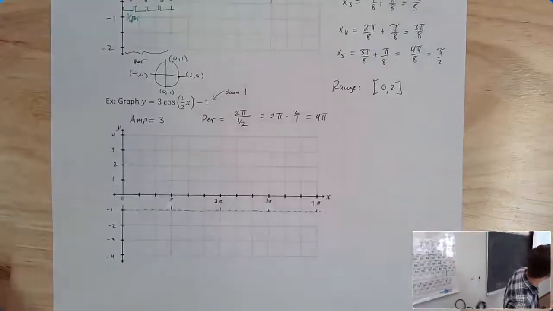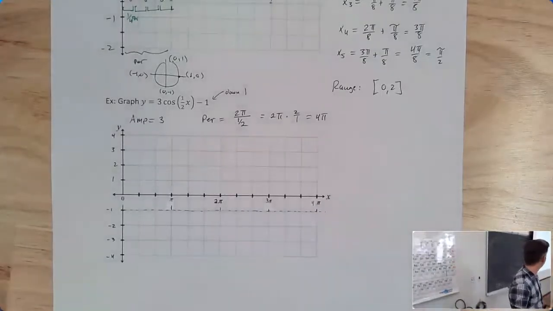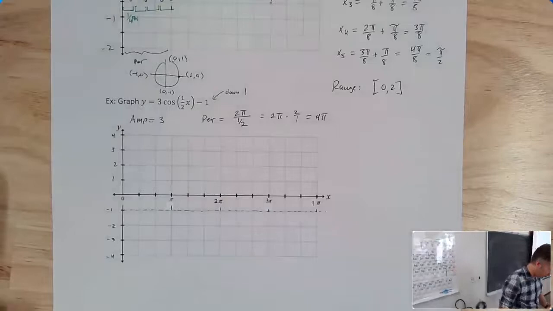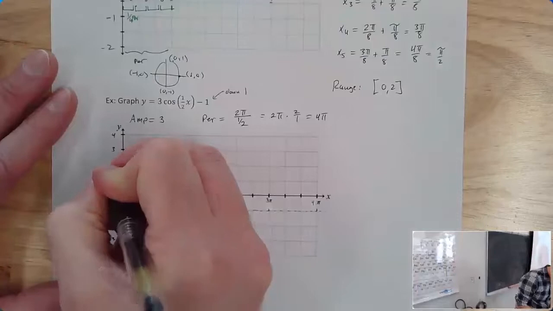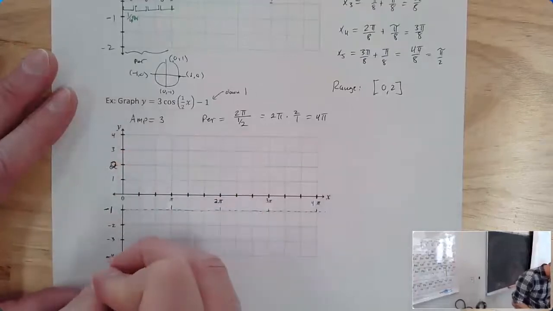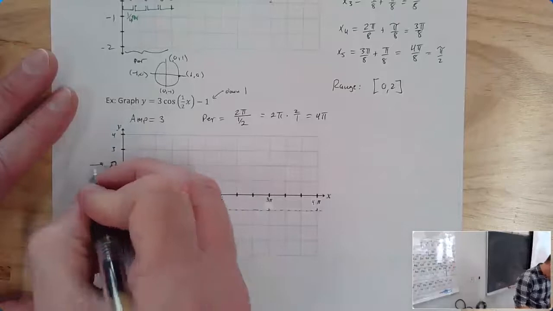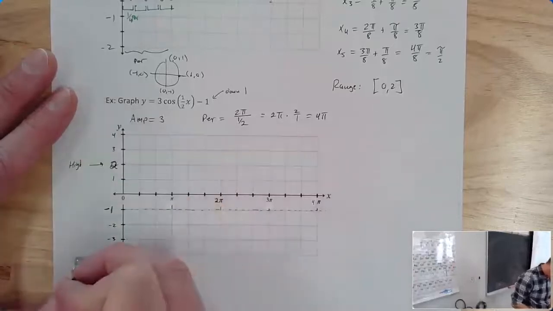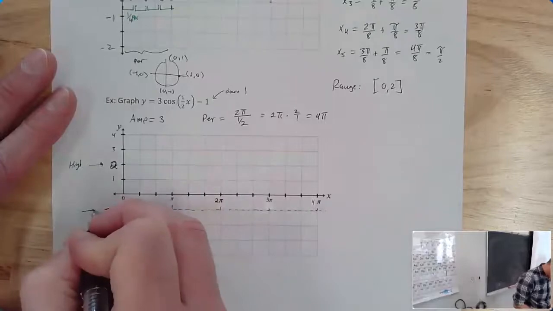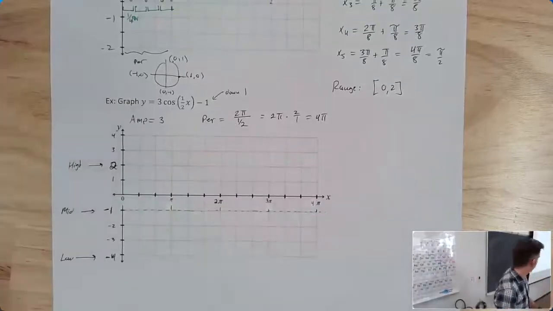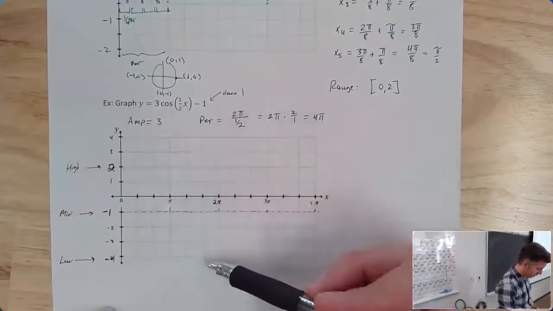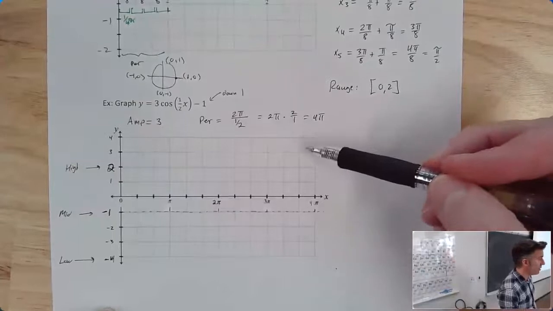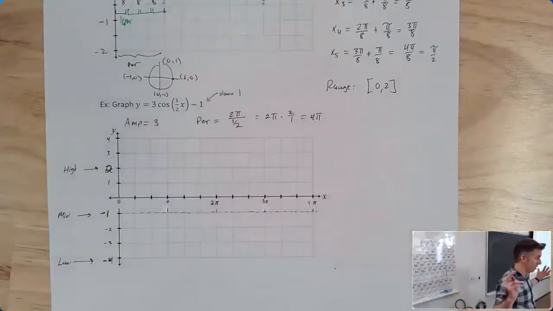It's helpful to me. And then our amplitude is how much? 3. That means we're going to be going 3 above and 3 below. So all we really actually care about is this value of -1, 3 above it, which is 2, and 3 below it, which is -4. These are where our highs and our lows and our middles are going to be. So we're expecting to start high because it's cosine, then go to the middle, then the bottom, then back to the middle, and then back to the top. We just have to figure out what the x values are that are going to get us there.